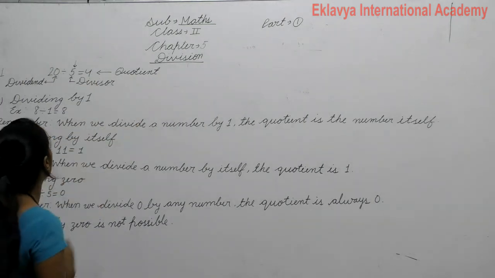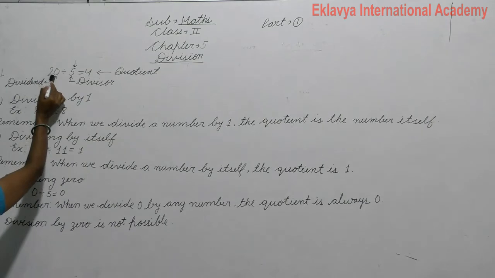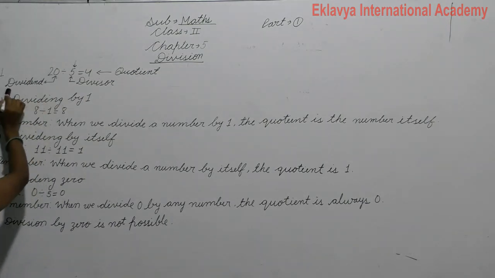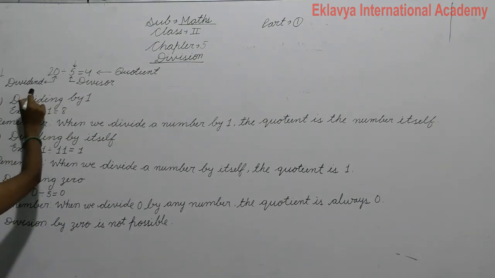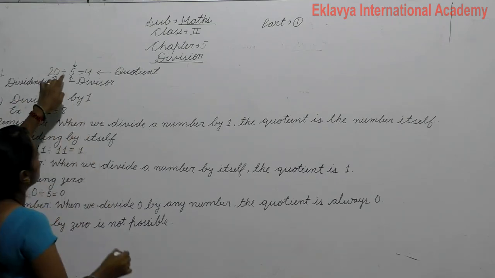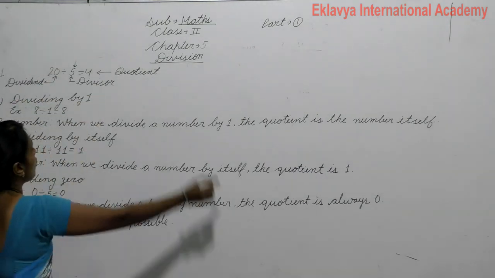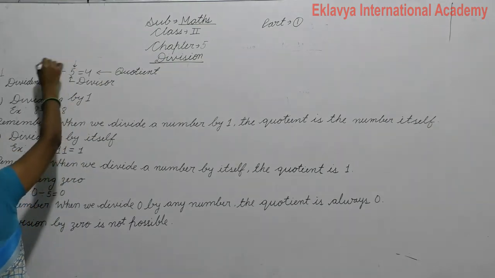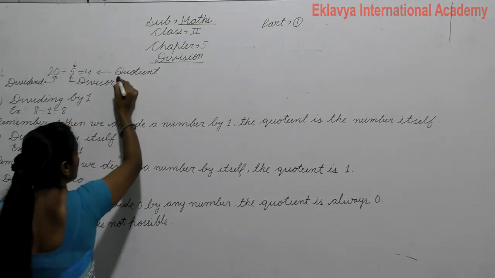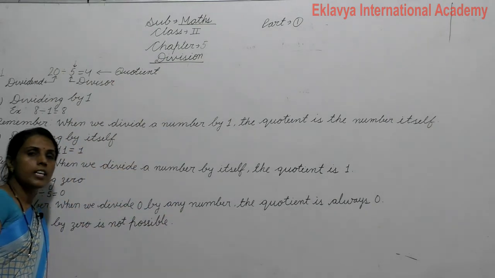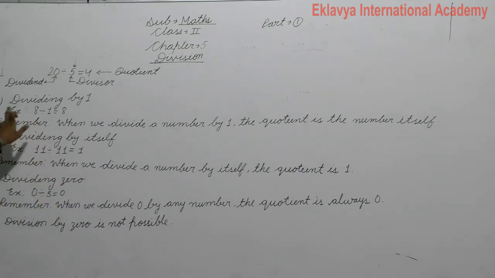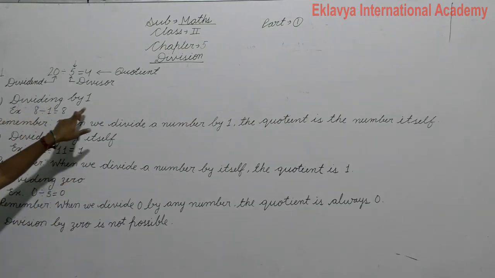Okay. So students, now we will say 20 is your dividend. And next, 5 is your divisor, and the answer we get from this question we will call the quotient. Got it? Next, second is dividing by 1.